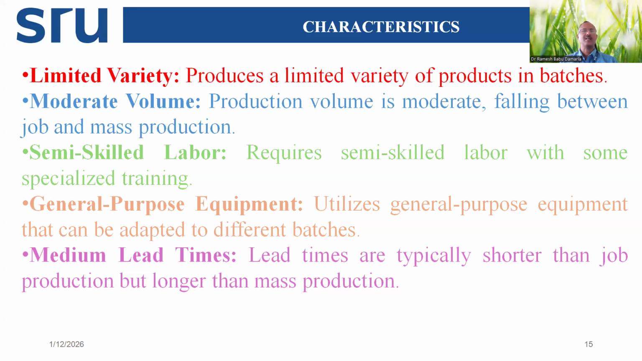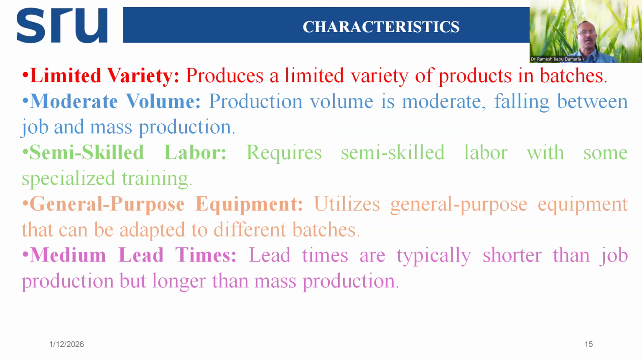What are the characteristics of batch production? Here the varieties are limited. So it produces a limited variety of products in batches, not like job production. In job production, each time a different variety is made. Here, in each batch, one variety is made uniformly. After that, the second batch is taken this way.